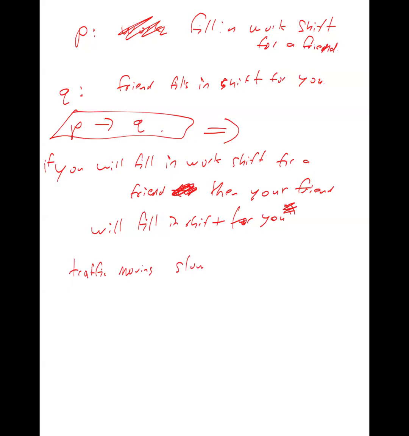Traffic moving slow could be called proposition P. And then proposition Q could be called, let me actually say T for this one, because traffic, that's called proposition T. And then there was a wreck. I'll call that proposition W, W for wreck. So T for traffic, W for wreck.